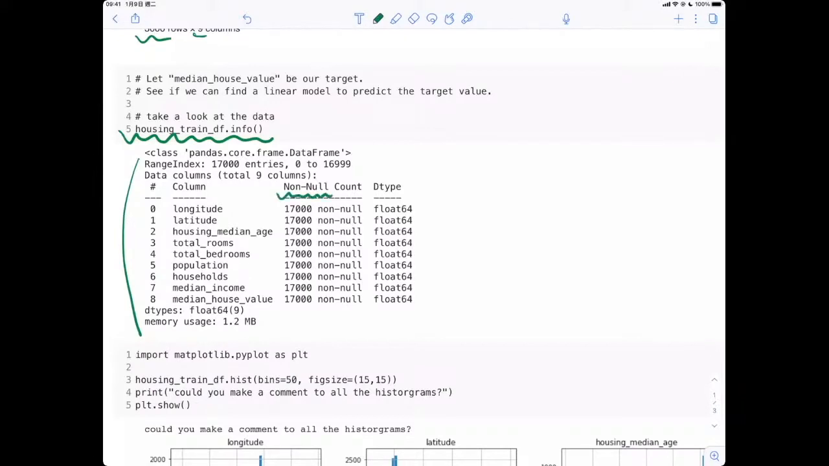Non-null, N-U-L-L. You can pronounce it as null or null. Count. In total we have 17,000 rows. So it says there's no missing value, so it's quite good. And as we mentioned before, you have to specify which type of data it is. It is a categorical data or a numerical data. So it will be float64. It means it is a floating point number, which is just a number. Make sure you understand that.